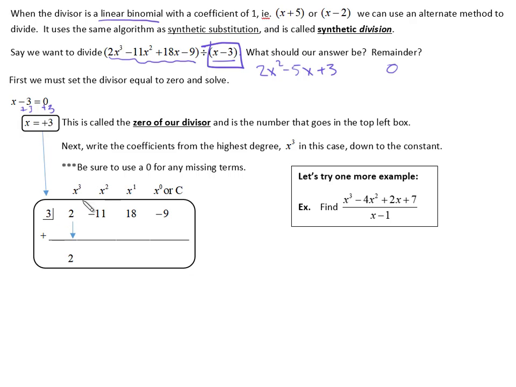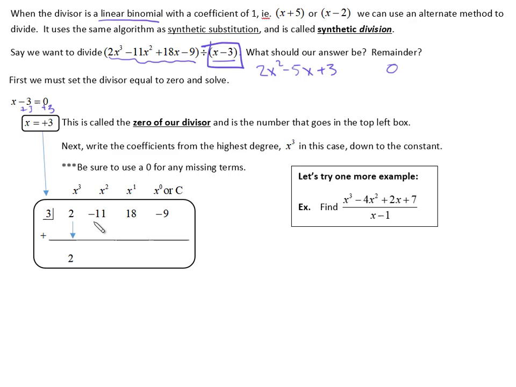Okay. So we take our original coefficients, again, x to the third is the highest degree, so we put a placeholder for x to the third, x to the second, x to the first, down to the constant. And we write in our coefficients, 2, negative 11, 18, negative 9. We weren't missing any, so we didn't need any zeros for placeholders. Then we drop down our first coefficient of 2 to get us started. And if you remember from the beginning of the video, we're going to multiply by the number in the box with anything below this line.